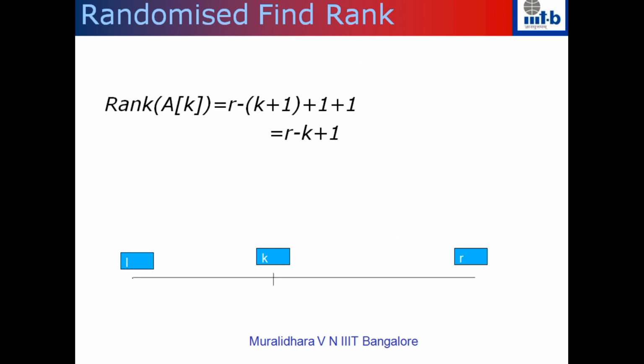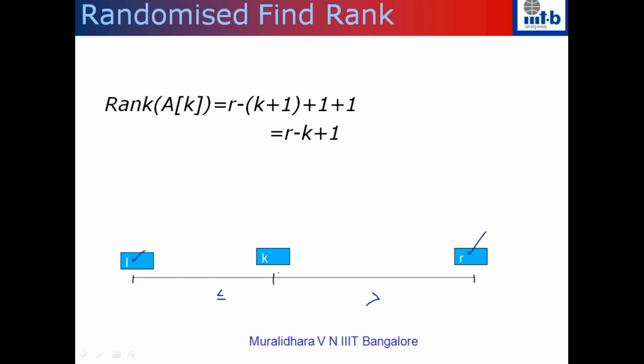So what does the partition function do? The partition function, called with parameters L and R, returns a value of k which is between L and R, such that all the numbers on the right hand side are greater than a of k, and all the numbers on the left hand side are smaller than or equal to a of k. So now we want to know what is the rank of a of k.